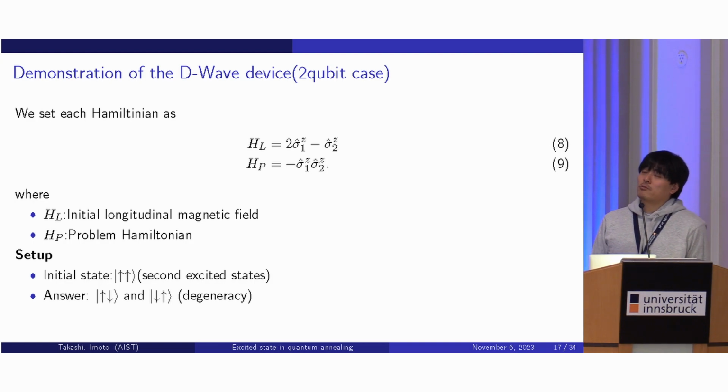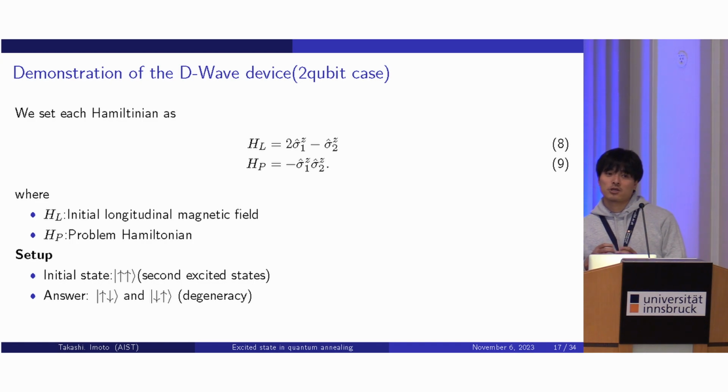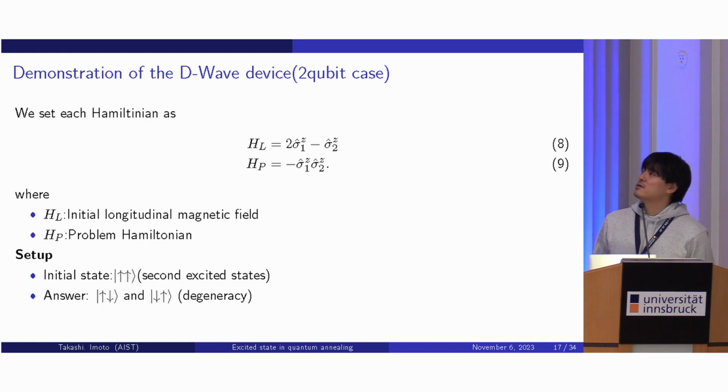the demonstration of our scheme by using the dual device, and this is the 2-qubit case. Okay, so we set each Hamiltonian as shown here. HL means the longitudinal magnetic field, and this is inhomogeneous. And HP is, I think, a ferromagnetic model, but this is only 2-qubit. Okay, and the setup.